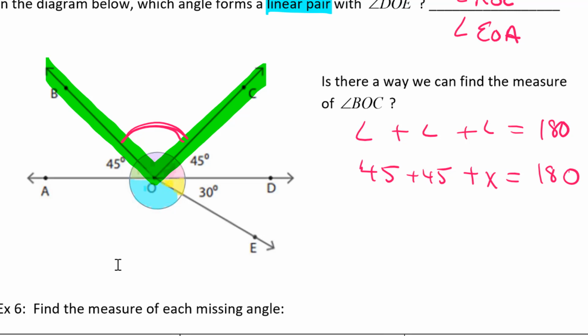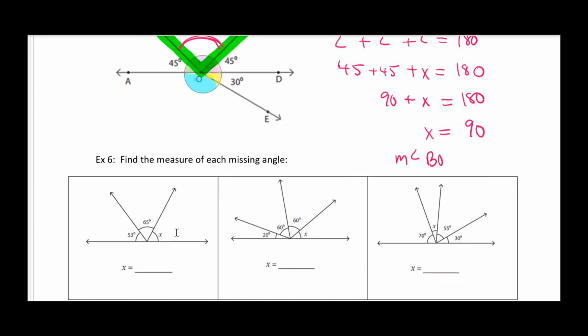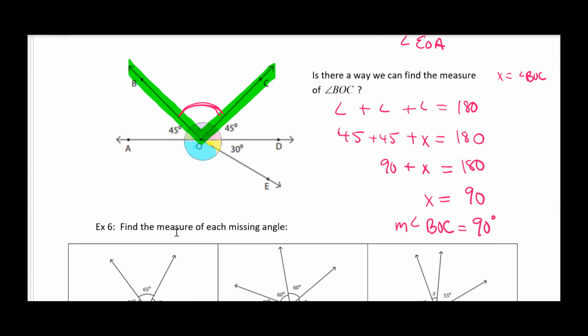Now, two 45s, when you find their sum, you get 90, and you set that equal to 180. So 90 plus X equals 180. X ends up being 90 degrees. So the value of angle BOC, put a little M in front of it, because that's good mathematical notation, the measure of angle BOC is 90 degrees. That's how we could find that, because sometimes you can have more than two angles that form a line.